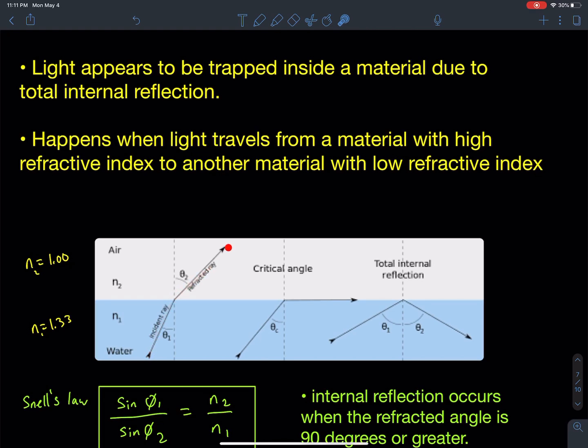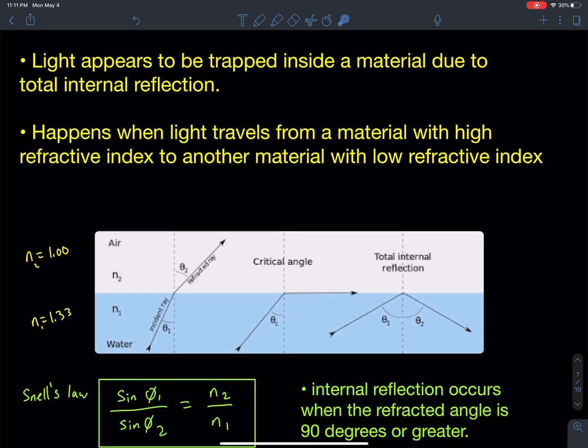So it starts to refract away. Then if I move that angle of incidence a little bit further away and make that angle larger, and I apply Snell's law, plugging those values in, I would find that eventually I get to an angle where my refracted angle is 90 degrees. Well, what does that mean? That means that the light is going to skim the surface of the water. It's never actually going to leave.